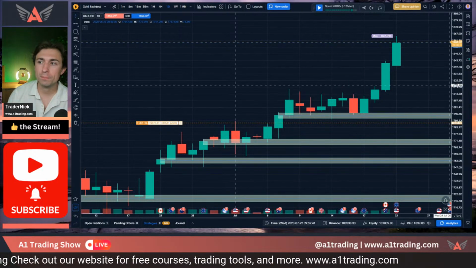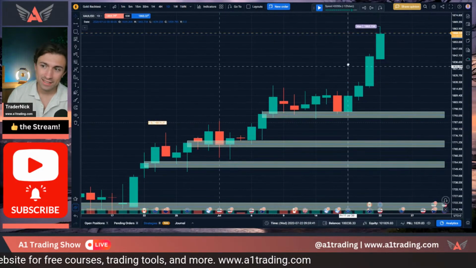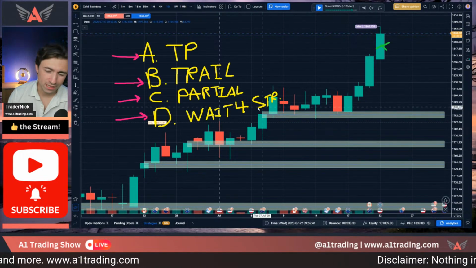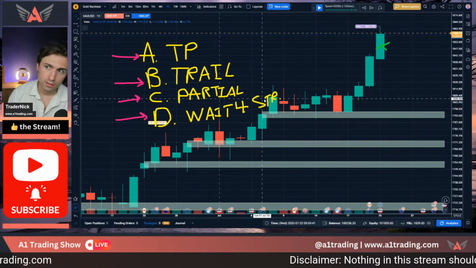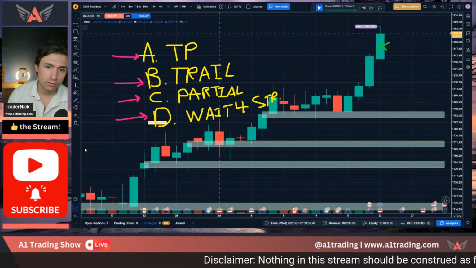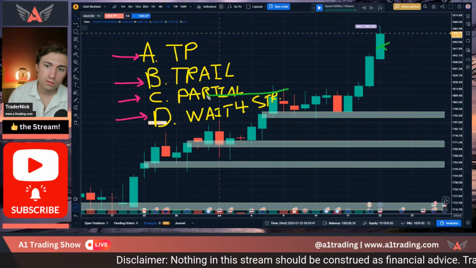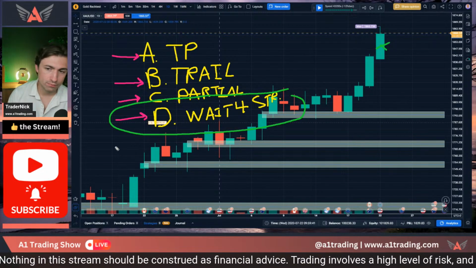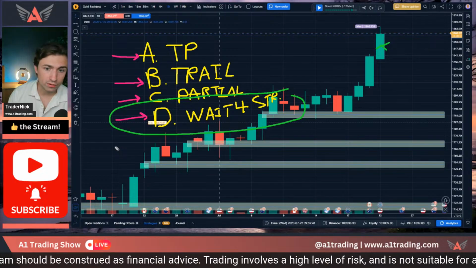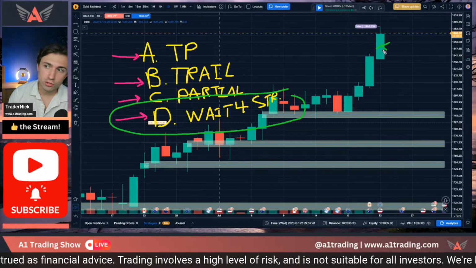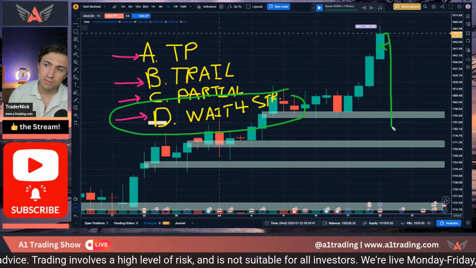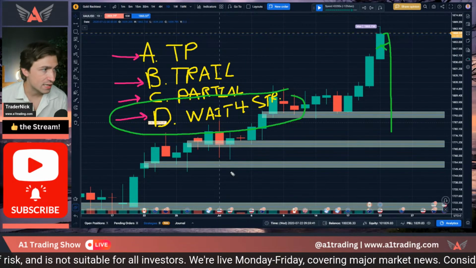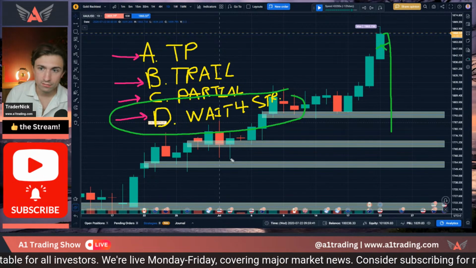So again, how do I handle these ultimately? Well, painstakingly. That's the answer. I actually go for option D most of the time. I wait for structure because, in a weird way, D is the most risky. It's also the most potential reward, because if I wait for structure to form, what happens if this happens? I risk the most in unrealized gains by waiting.